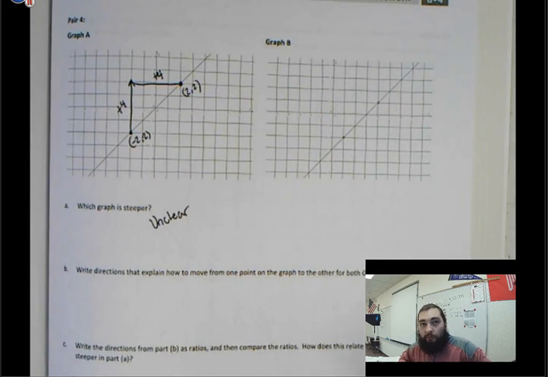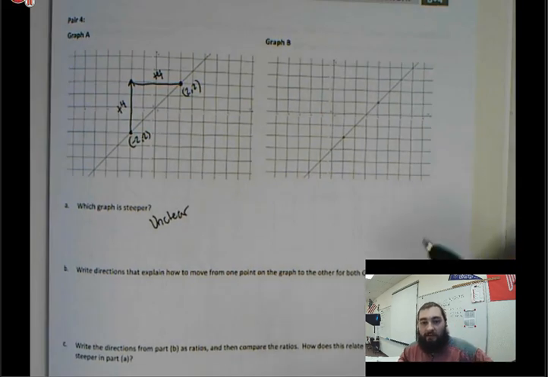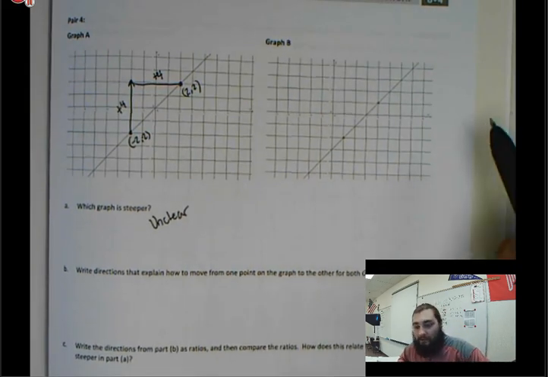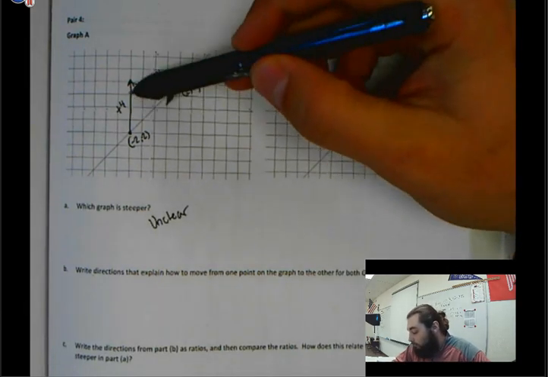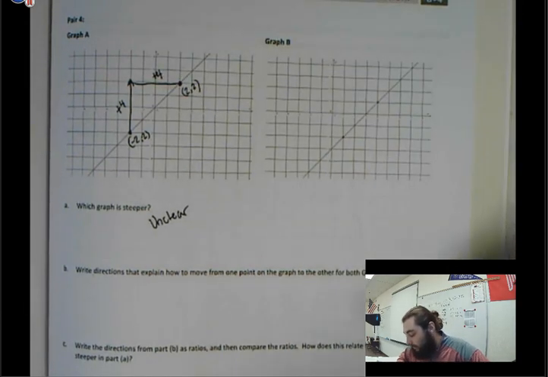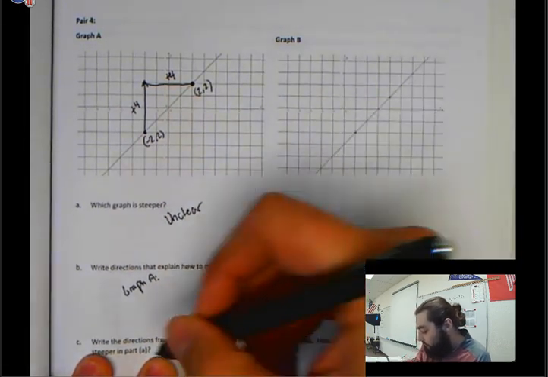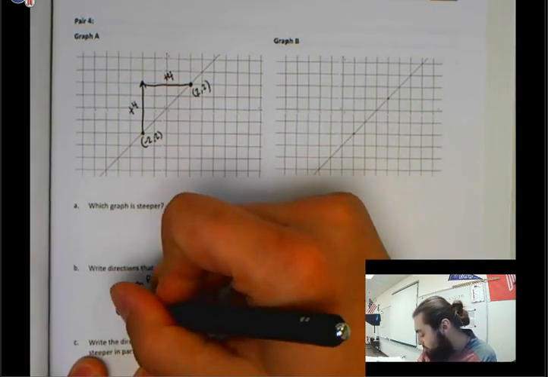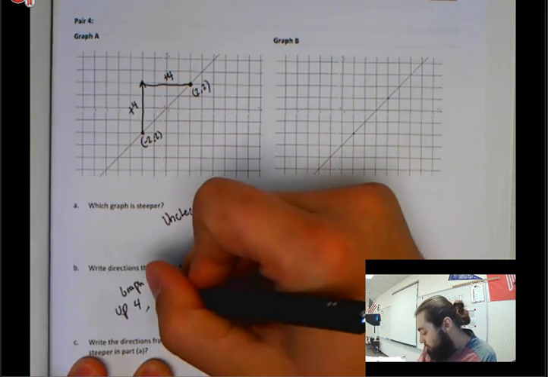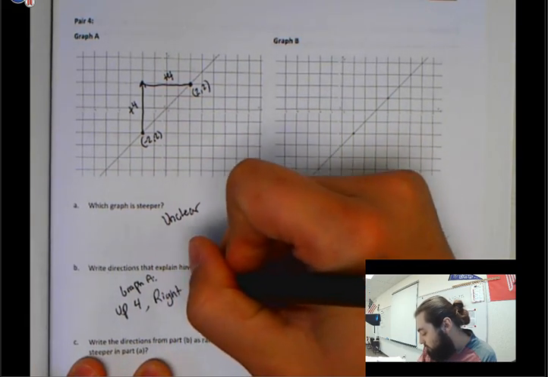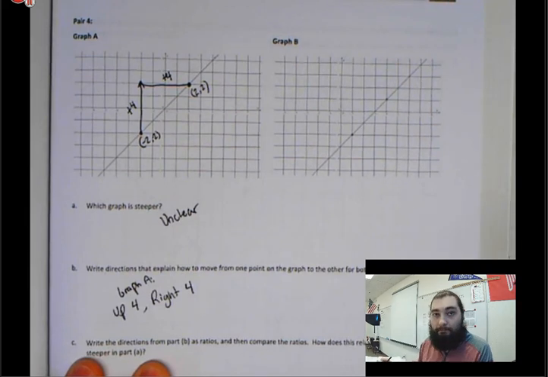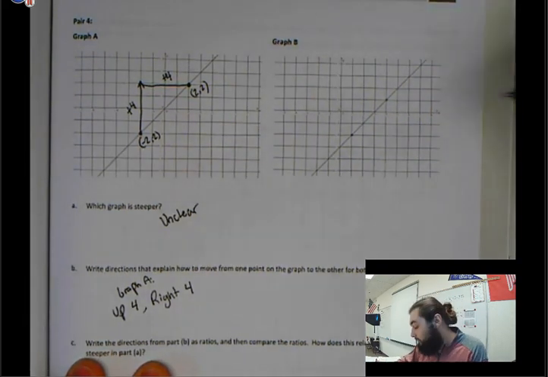Okay? So we're moving up, again, that's a positive movement, and we're moving right, again, that's a positive movement. So both of these movements are positive, +4 and +4. So for graph A, our directions are up 4, right 4. Okay? Now let's take a look at graph B.